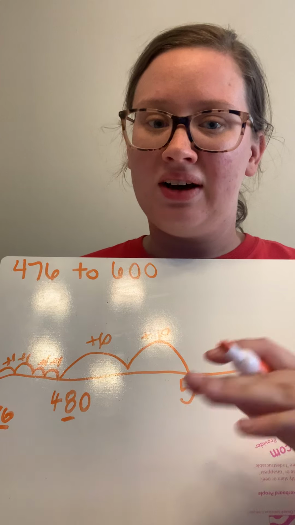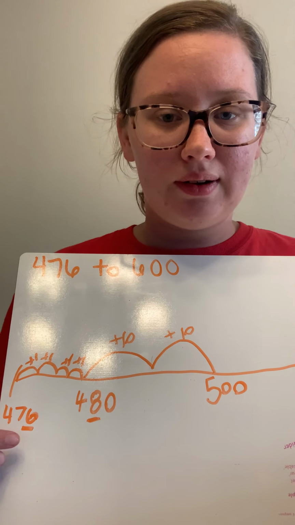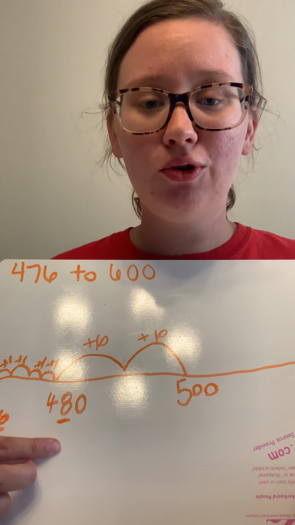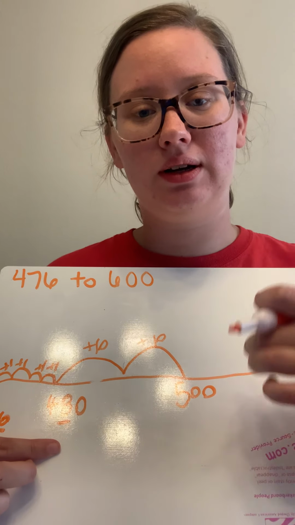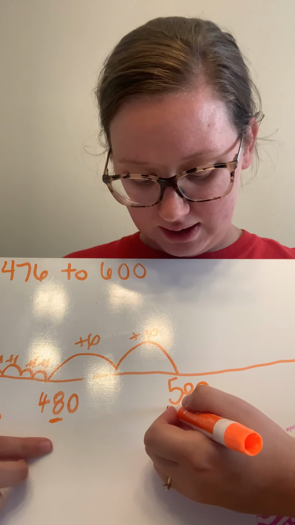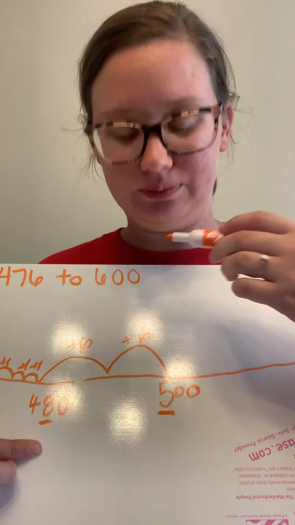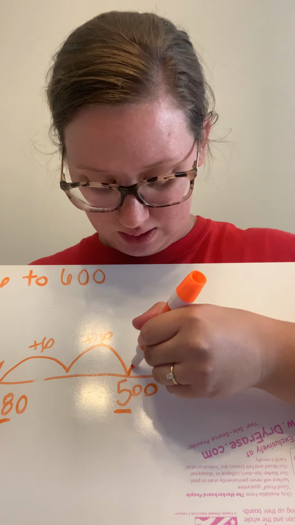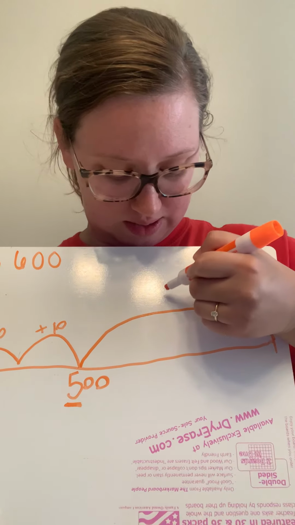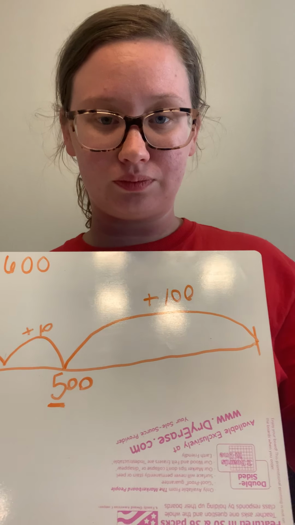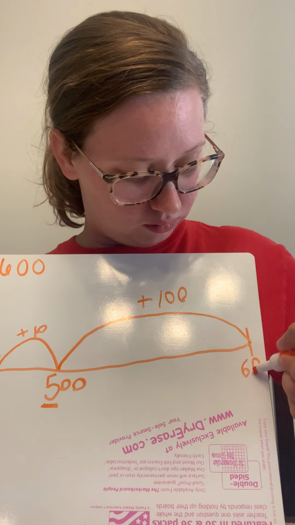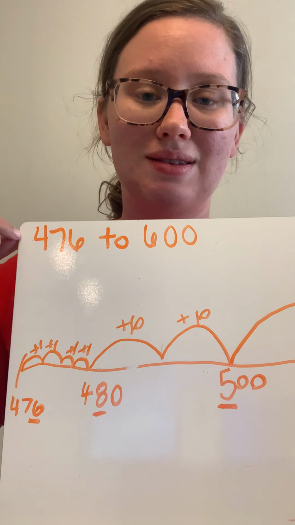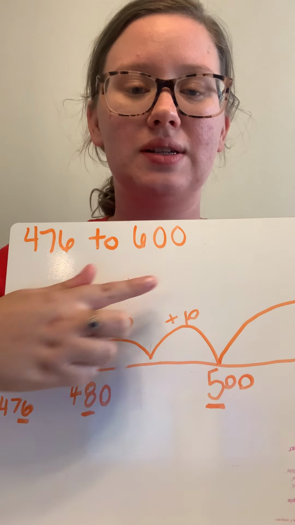Now I have a very friendly number. I went from 476, added on 4 to get to 480. From 480, I added 20 more, 10 plus 10, to get to 500. Now I need to get my hundreds place to 600. So 500 plus 100 more gets me to 600. So I'm gonna make a huge jump because I'm gonna add 100 more. And that's going to get me to my ending number, which is 600. So for me, this is the easiest way to get from 476 to 600.